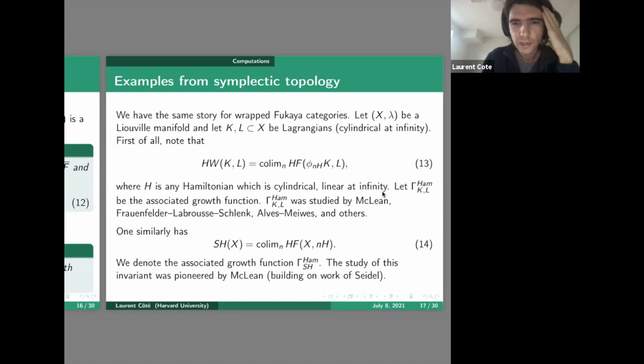Similarly, we can do essentially the same definition for symplectic cohomology, which can be written as a colimit of the Hamiltonian Floer cohomology of X with respect to a Hamiltonian function H, which is cylindrical and linear at infinity. We also get an associated growth function, which was studied by MacLean, building on work of Seidel, and has also been used for fantastic applications.